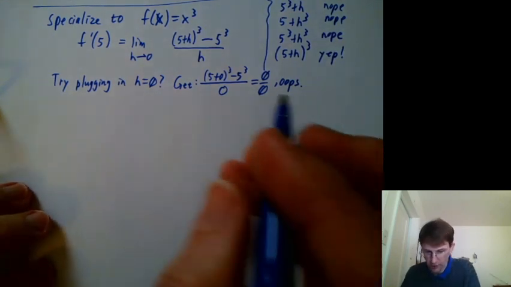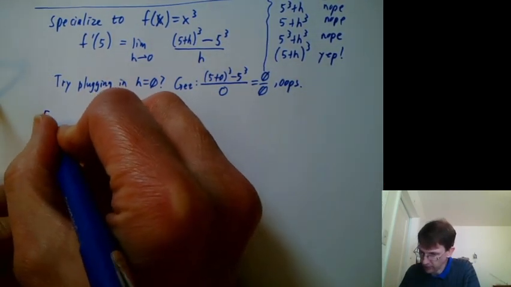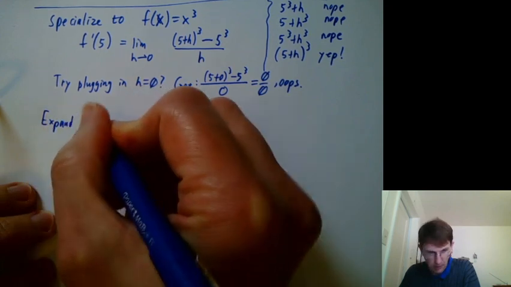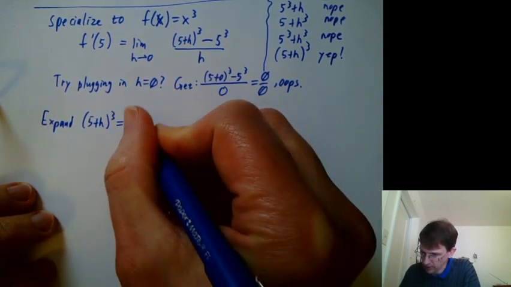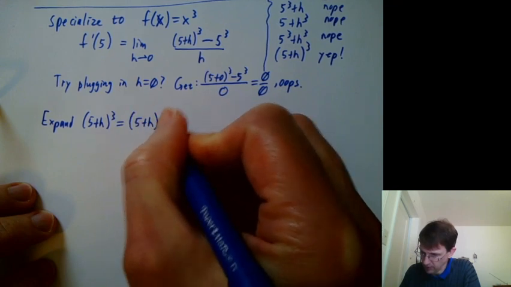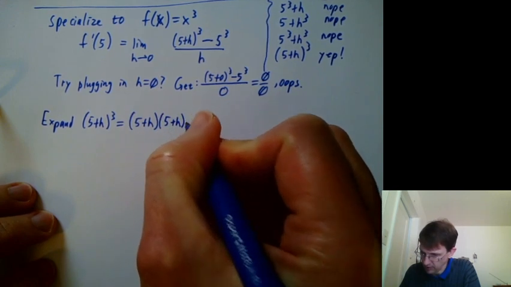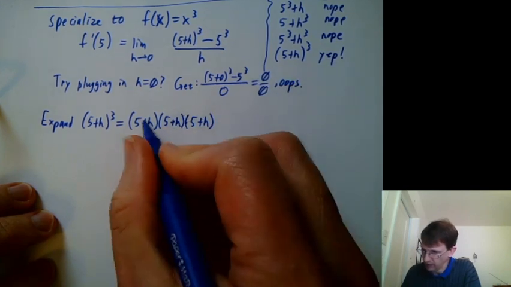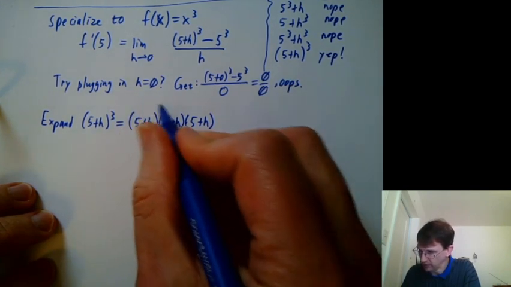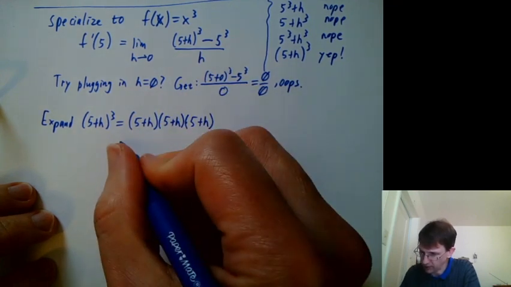All right, ready for some old school algebra. So we're going to expand (5 + h)^3, which is (5 + h) times (5 + h) times (5 + h). And we have to do all kinds of FOIL stuff. This one times this one, this times that one.